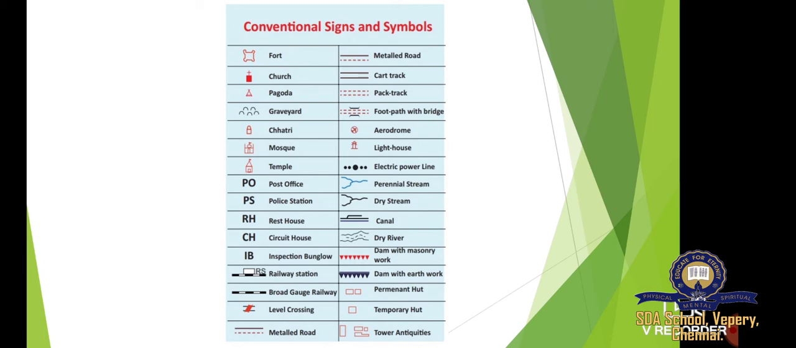These signs and symbols are called the conventional signs and symbols. The meaning of conventional signs and symbols is explained in a key or legend on every topo sheet. We must know the conventional signs and symbols used in topo sheets in order to study and analyze the information given. The conventional signs and symbols are used by the Survey of India on topo sheets.